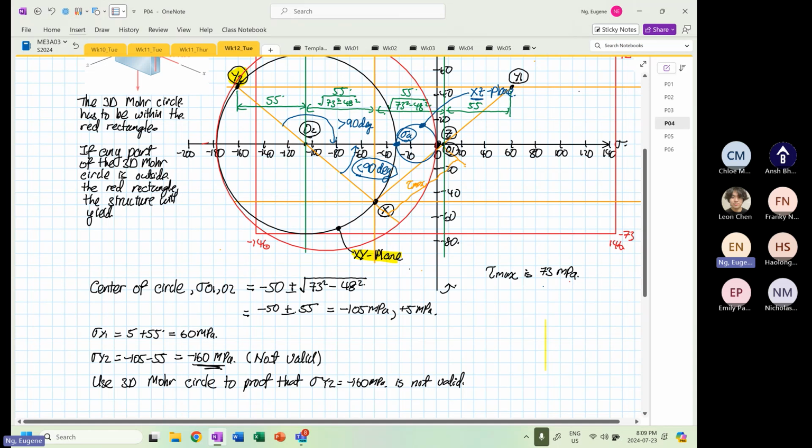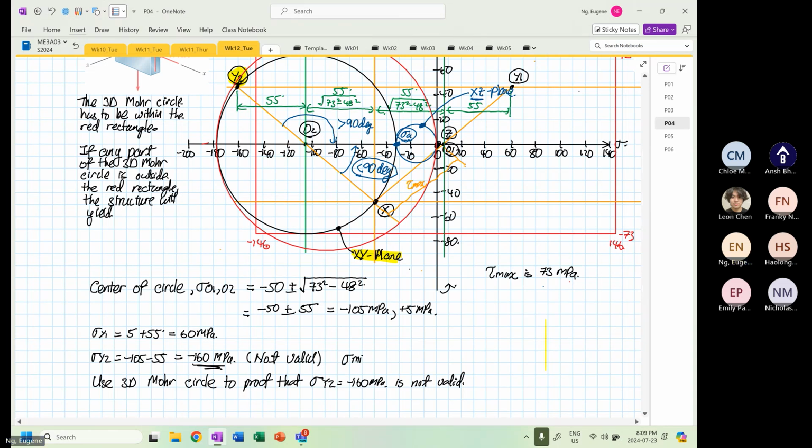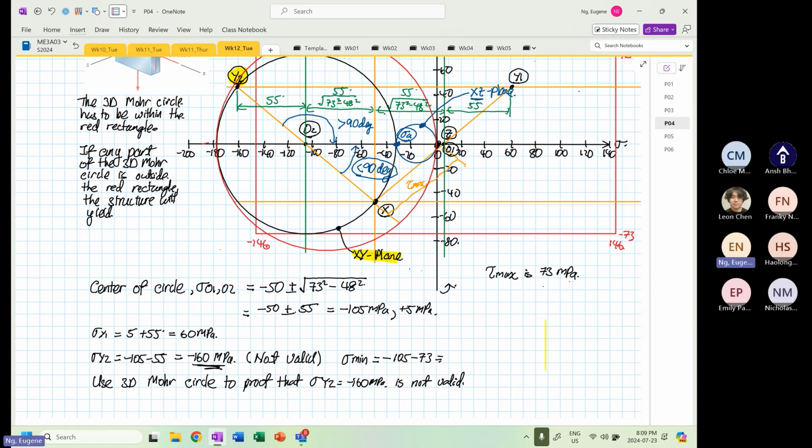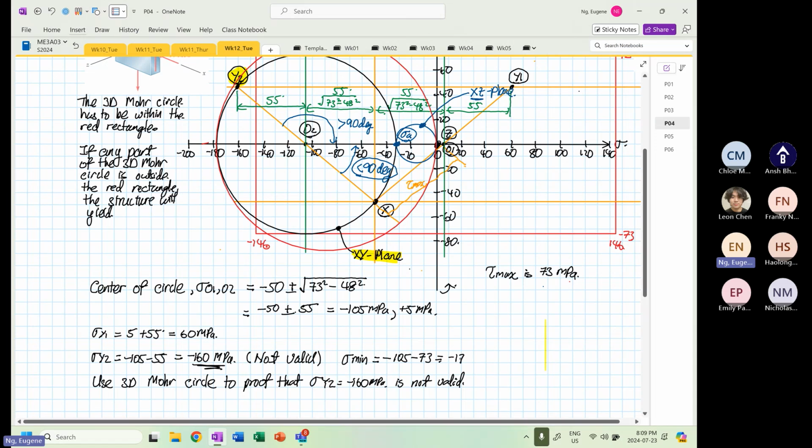And the reason why it's not valid, because the stress mean is equal to minus 105 minus 73. And this is equal to minus 105 minus 73, which is minus 178 megapascal, which is less than our allowable of what? So our allowable is at minus 146 megapascal, right?